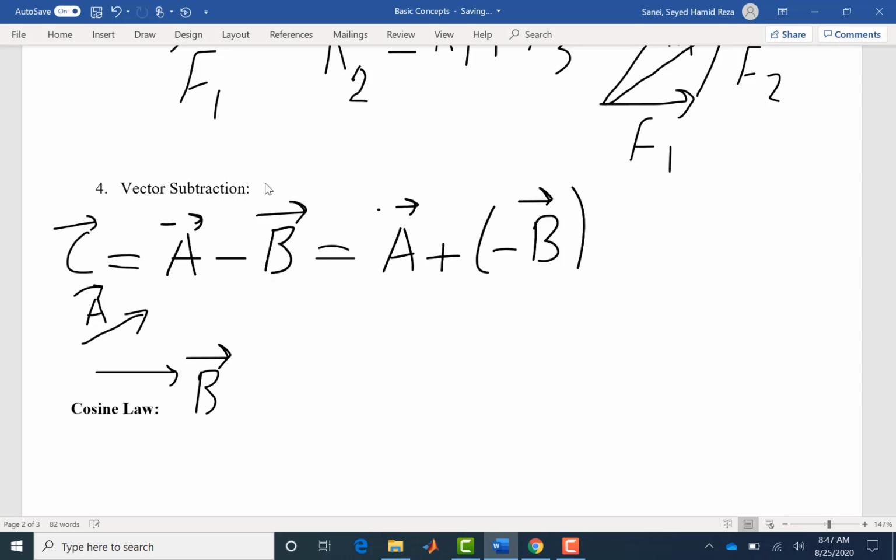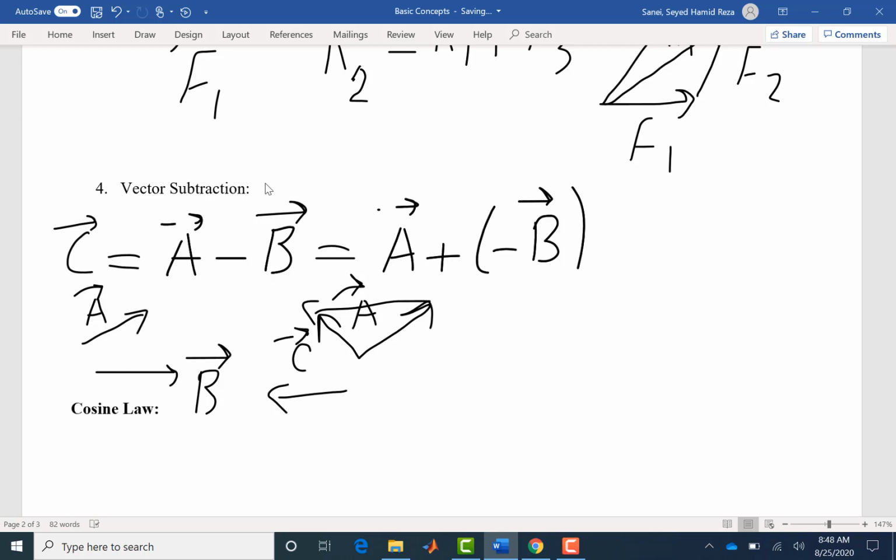If I want to find vector C, which is A minus B, I will draw my vector A, and vector B would be in the opposite direction. I'm going to find negative B. If this is B, negative B would be in this direction. So that would be my negative B. And then that would be the total vector C.